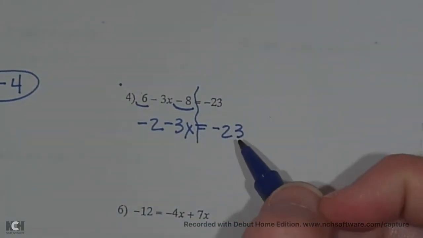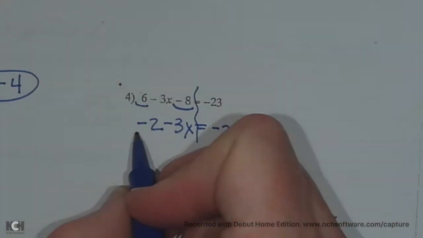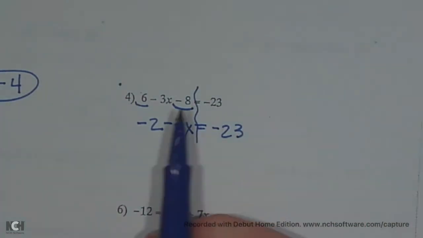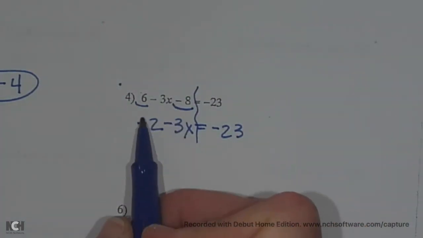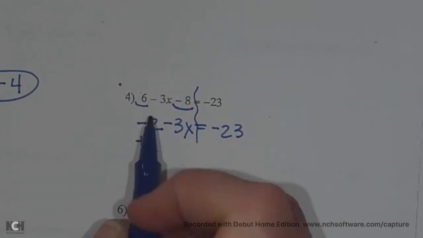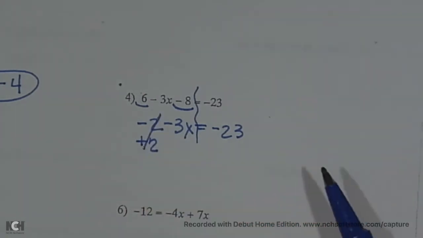Okay, from here on out, it's just a two-step equation. So we need to get rid of the negative 2, and we need to get rid of the negative 3. Which one are we getting rid of first? We're going to get rid of that negative 2 first. And this time we'll get rid of it by adding it, because it started out negative, and we want it to go to 0. So a negative 2 plus a 2, that'll make it go to 0.